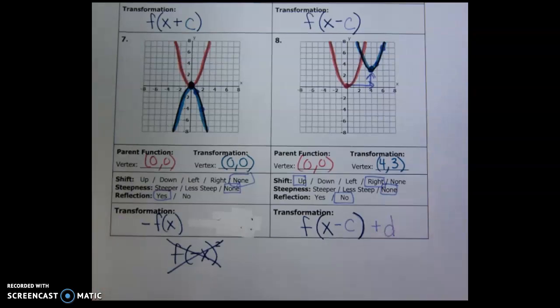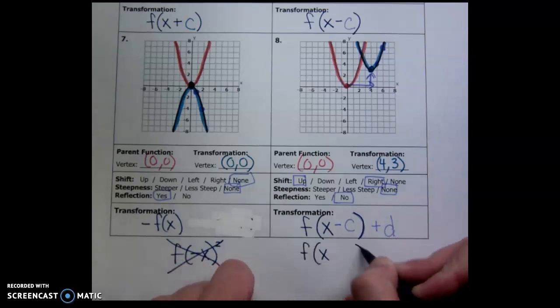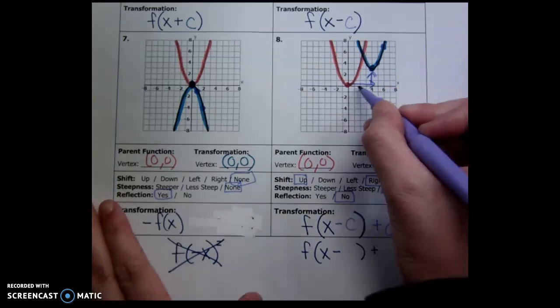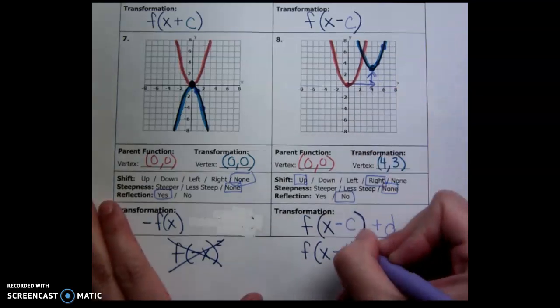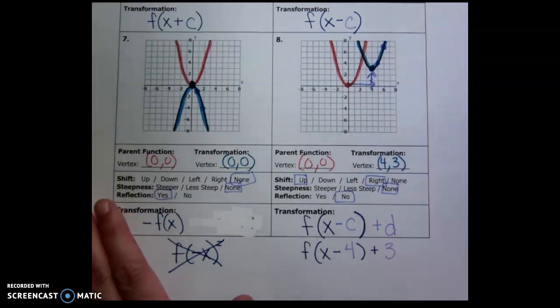We can actually write this in with numbers. Let's go ahead and do that. X. I know this is minus, but I know this is plus. Let's see how many it went to the right. 1, 2, 3, 4. So x minus 4. How many go up? 1, 2, 3. Okay? So that's what that would look like.